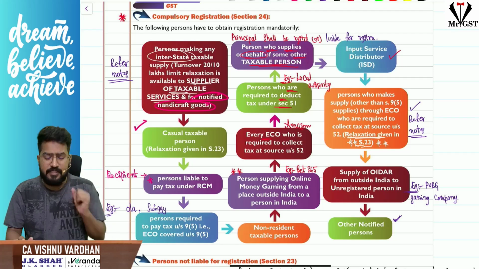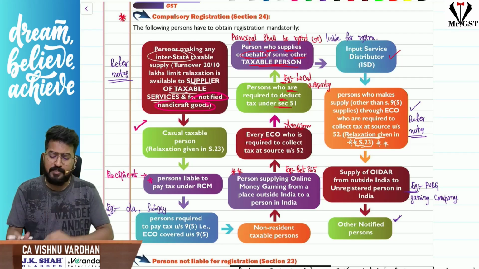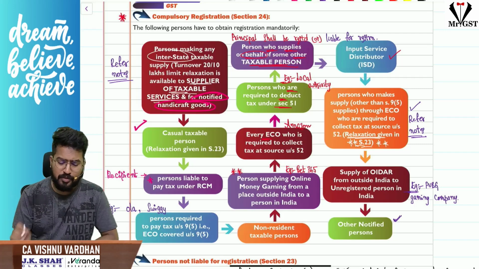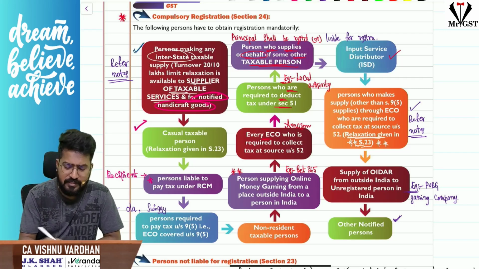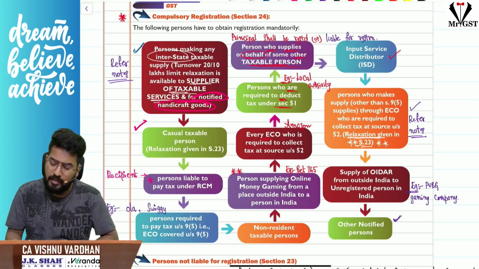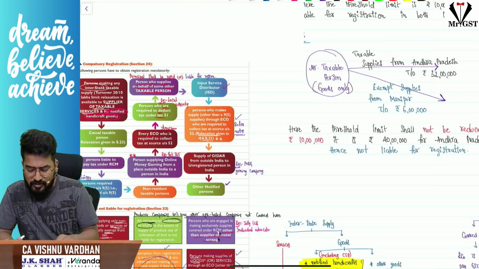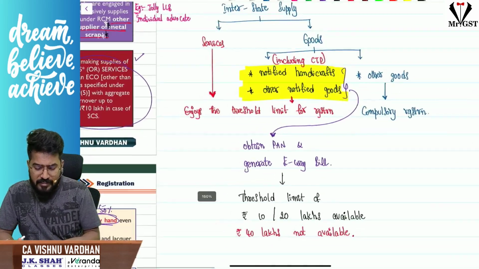The next section is section 24, compulsory registration. See who has to take compulsory registration. Sir, if you are dealing with interstate supply of goods, then definitely you should take compulsory registration. For that we have notes here. First of all, understand, you are making interstate supplies.